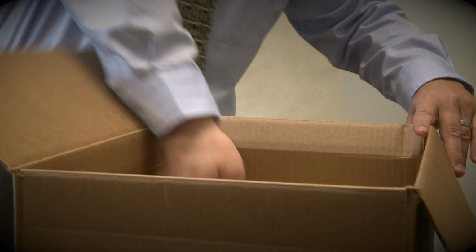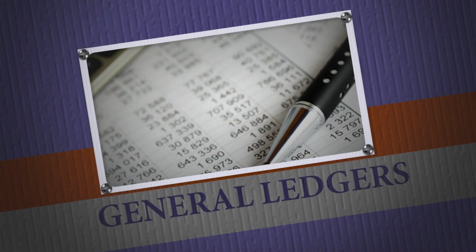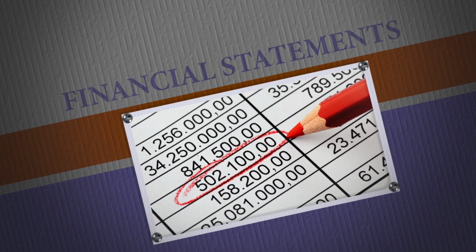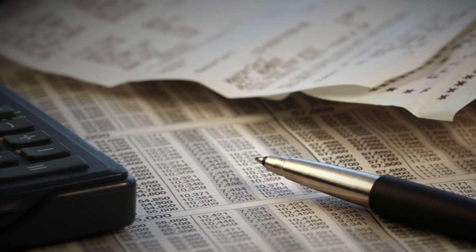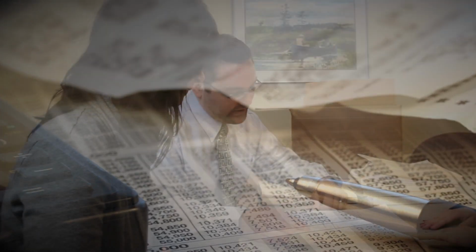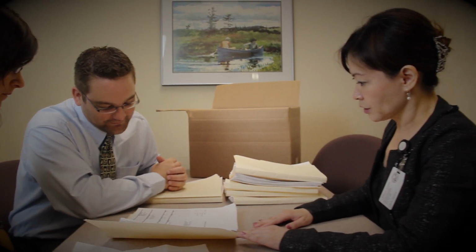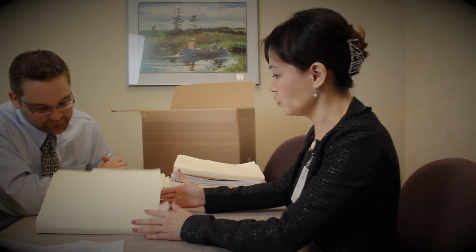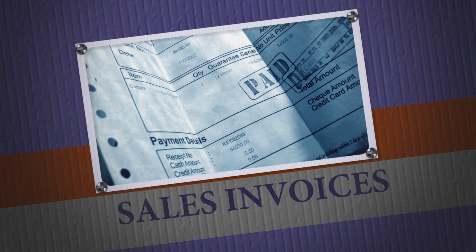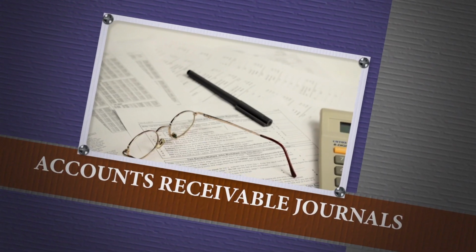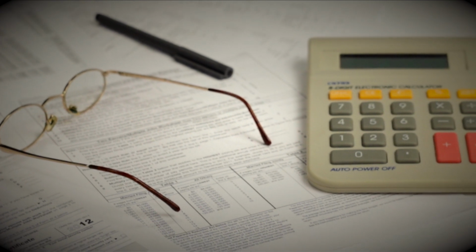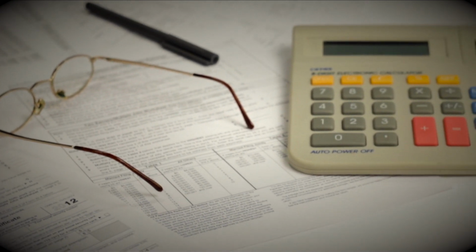Among the records we might request from you are general ledgers, financial statements, and business tax returns. These give us an overall look at your business activities and accounting methods. Calculations and supporting worksheets. We request these to help us verify that you correctly prepared your returns. Sales invoices, sales journals, and accounts receivable journals. Such records show us if you correctly charged, collected, and reported sales tax.